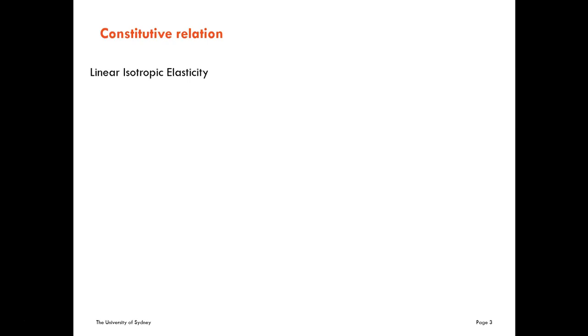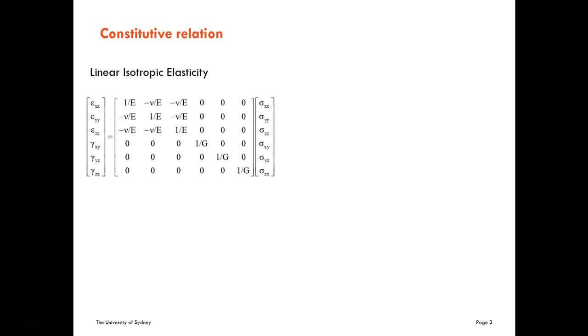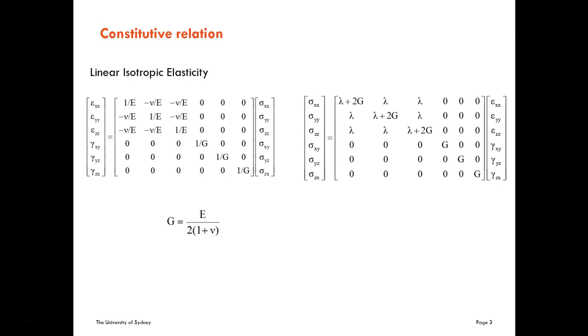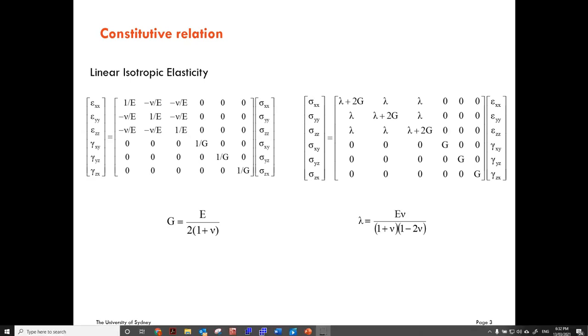So let's come back to the linear isotropic elasticity that provides us with these stress-strain relationships. And G is the shear modulus and can be written by inverting this matrix in this way, where lambda is the Lamé constant. This is a general case of 3D deformations.